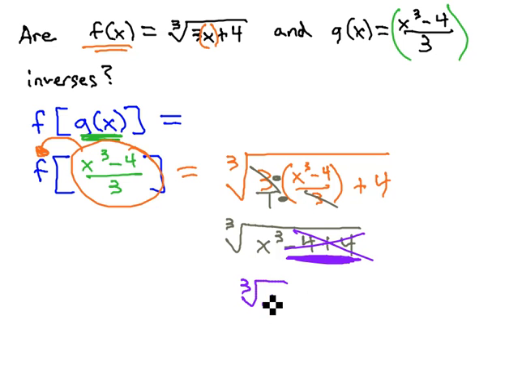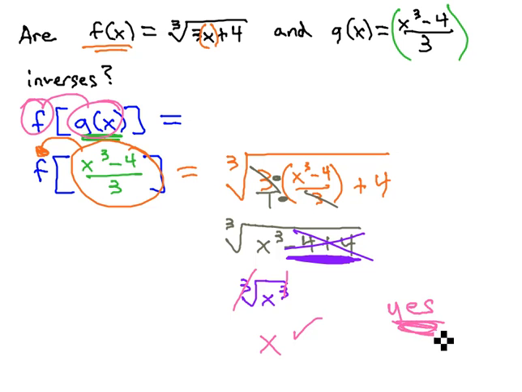Leaving us with just the cube root of x cubed, which is also nice because cube and cube root are inverse operations, and all we're left with is just x. This tells us that whatever g of x did, f of x undid, took us back to the original position of x. That means, yes, these functions are inverses. One undoes the other.